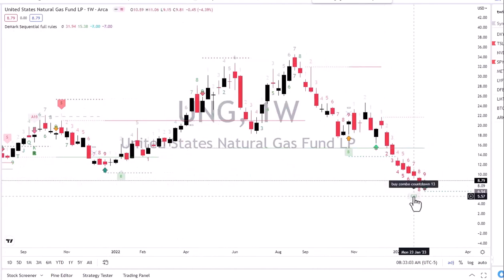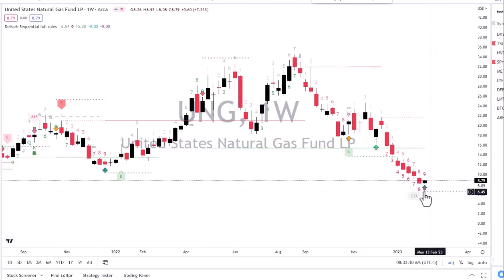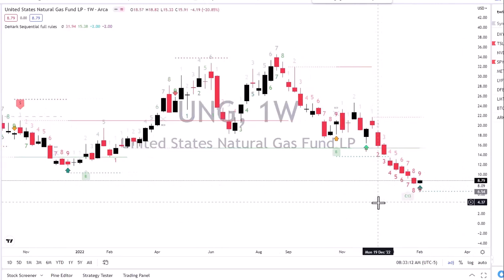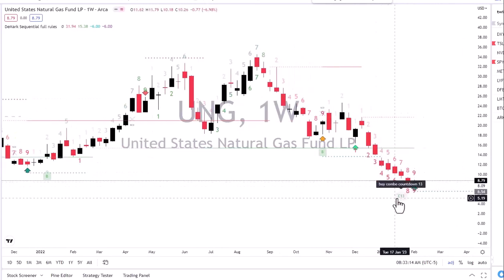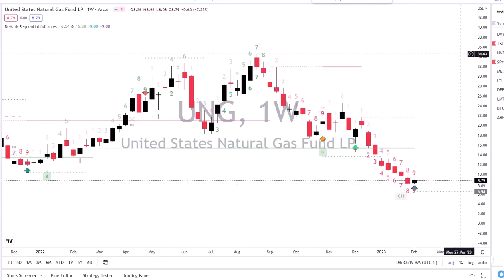So if you just take a look here, you can see very clearly that you have what's called a buy combo countdown. So the countdown has started. You can see the green arrow, which means that you're setting up. You can see the 13 down here. If you understand, that is a sign of exhaustion, and you're right into a weekly 9.